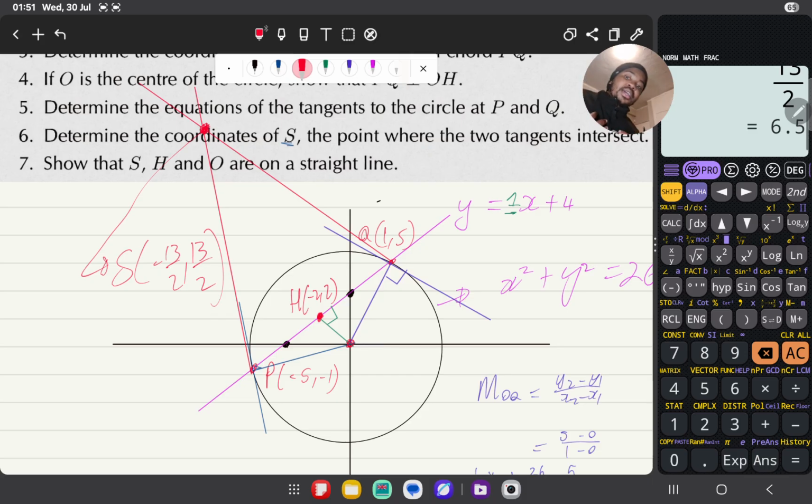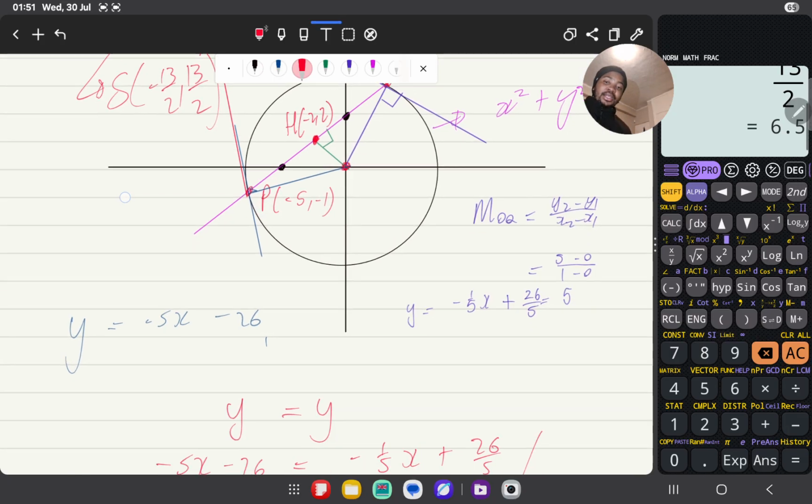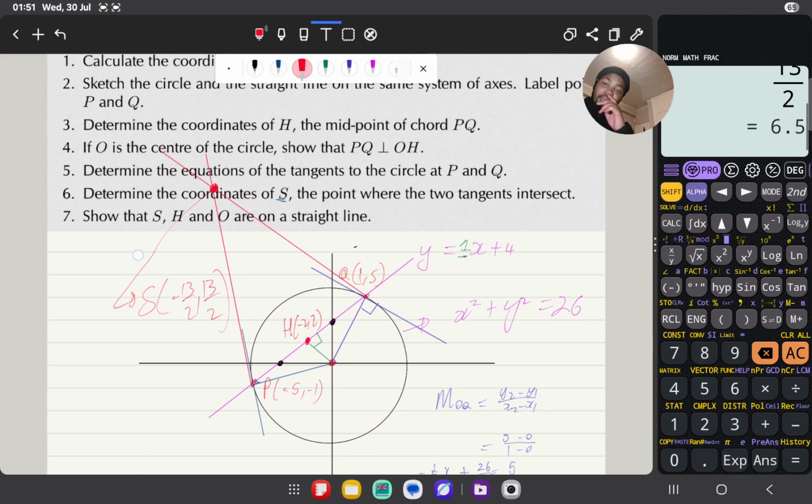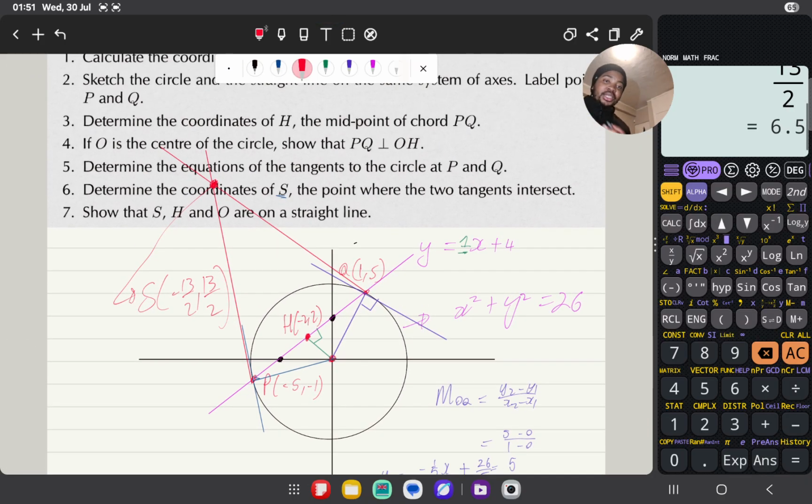Of course my diagram is not drawn to scale, because I have O here, I have H, and S is there, so it won't look like a straight line. But we have to prove that it's on a straight line, and how we will do this is we try to find the gradient.